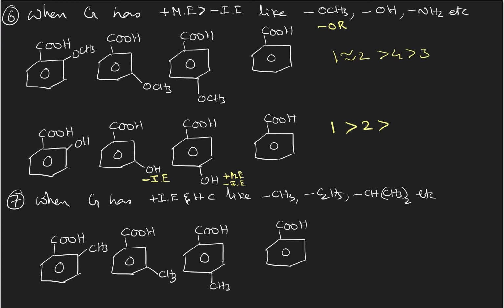Then coming to comparison between third and fourth. Fourth is better than third one because in third one there is a positive mesomeric effect group, which will decrease the acidic strength a lot. Therefore, benzoic acid is better. So 4 better than 3.